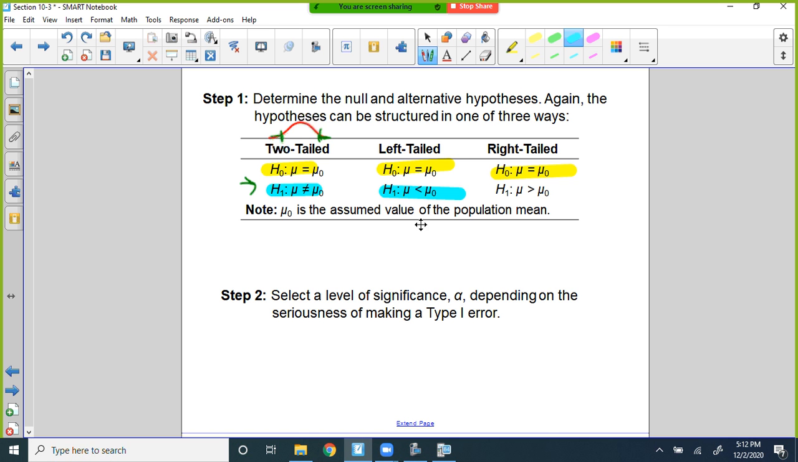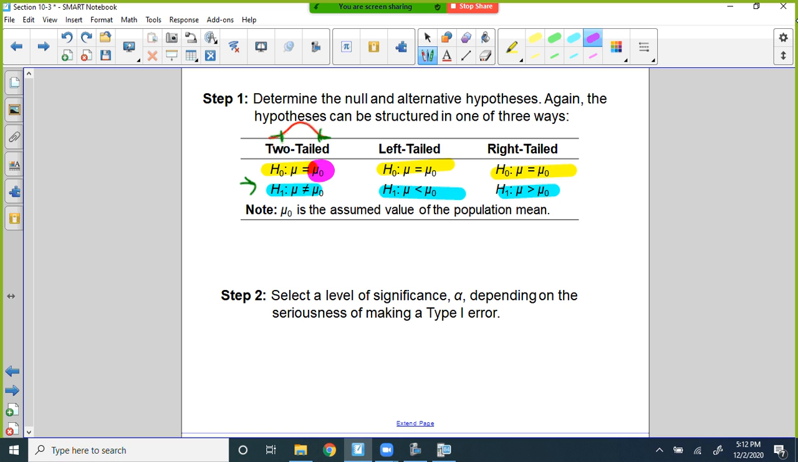the left tail, it's got to be less, right? Or it's decreasing from the null, or it's greater than the null, right? So mu 0, or mu sub naught, is the assumed value of the population mean. Okay, so again, if you want to know what mu naught is, we look at the null hypothesis, and it's right here. Okay, and it's going to be that value.